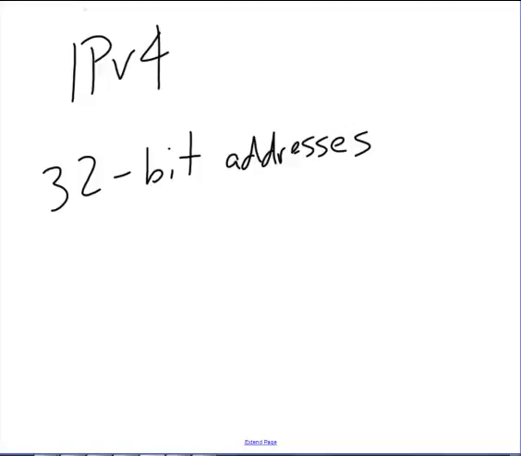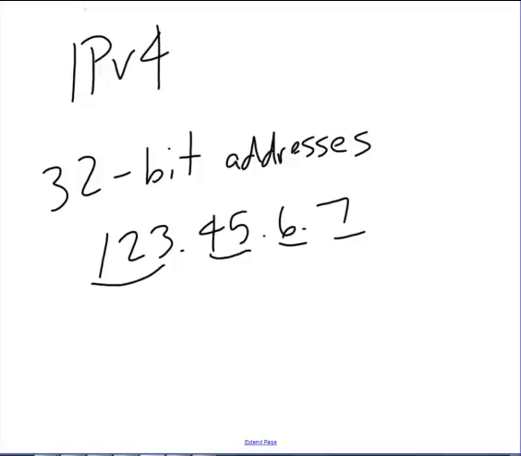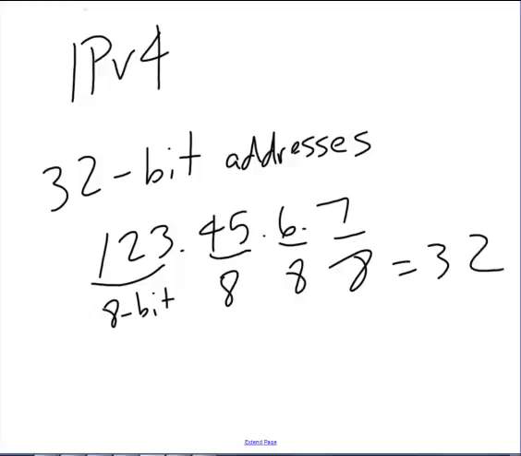So anytime you see something like 123.45.6.7, each of these four numbers is one 8-bit number, so it can vary between 0 and 255 with some exceptions for things that aren't allowed. So 4 octets of 8 bits each equals 32 bits total. Now, with 32 bits, this gives you 2 to the 32 total addresses.